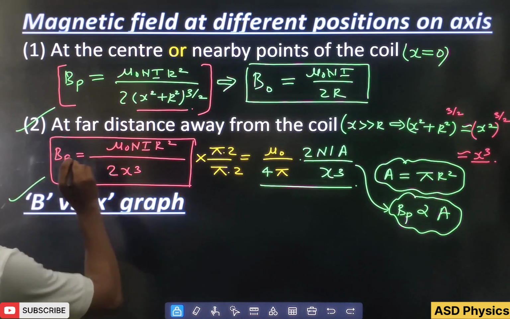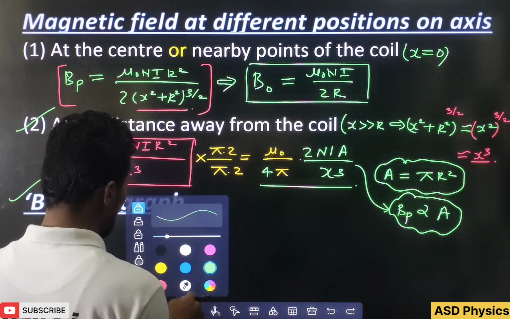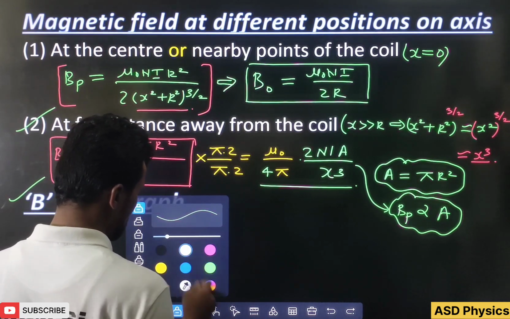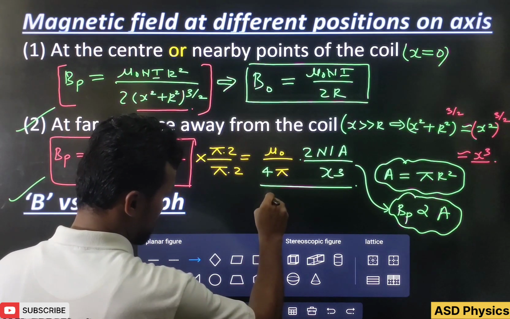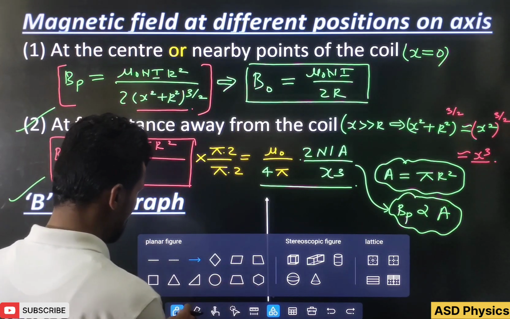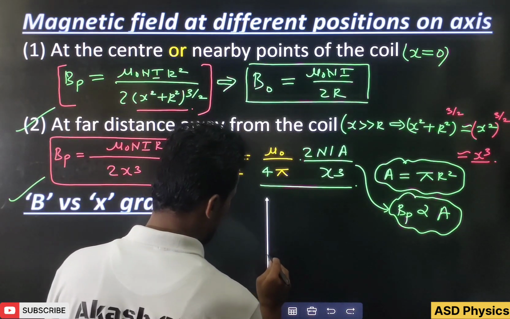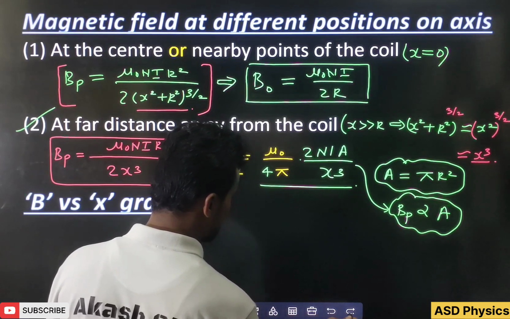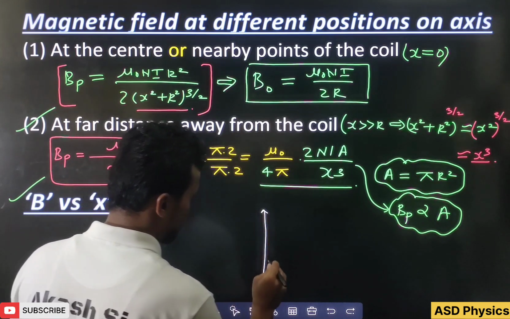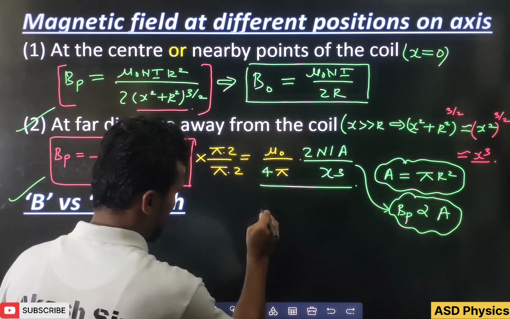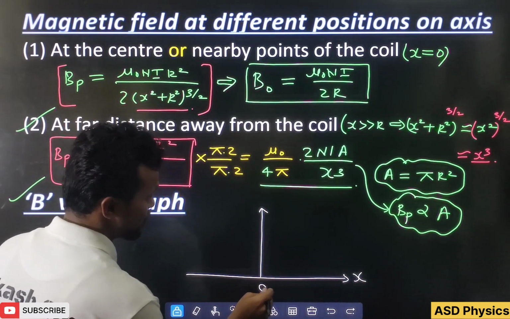So now, students, after that, next one, if we draw here the B versus X graph. So see here, B versus X graph we are going to draw here. This is the B axis, is it, and after that I have drawn the line. Now this is O, this is B.